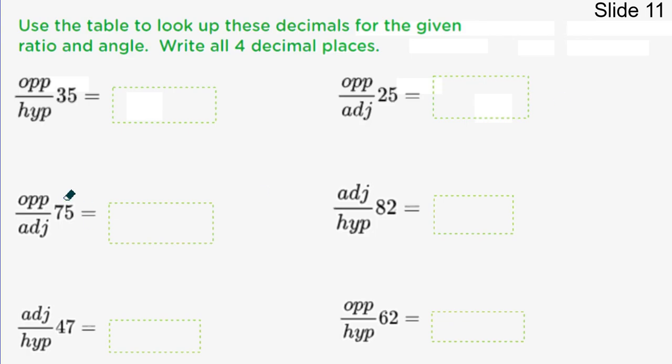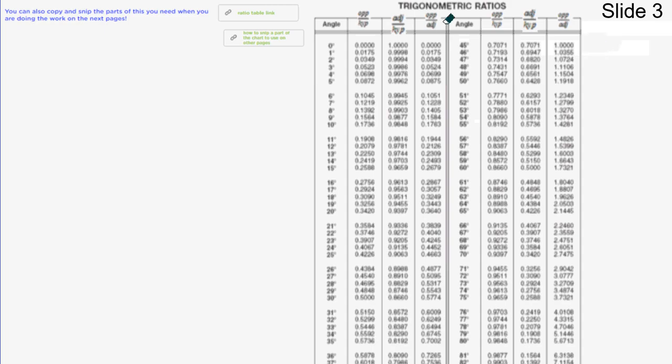Our next one said, well, let's do opposite over adjacent, and we'll do 75 degrees. Okay, so we're going to go to our table and find our column, opposite over adjacent, and go down to 75 degrees to get our decimal ratio. So again, opposite over adjacent, I'm looking for 75 degrees. That's here. Opposite over adjacent, I'm going to write 3.7321.